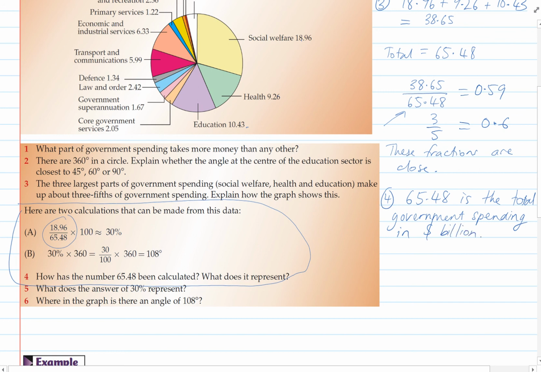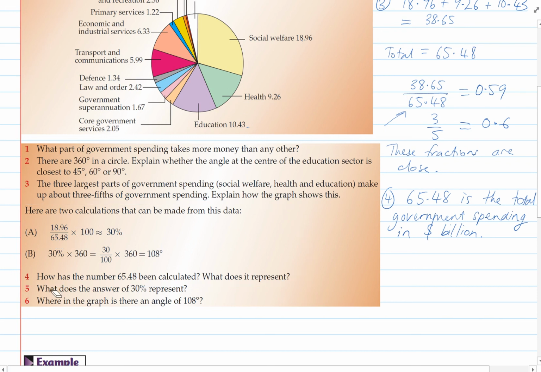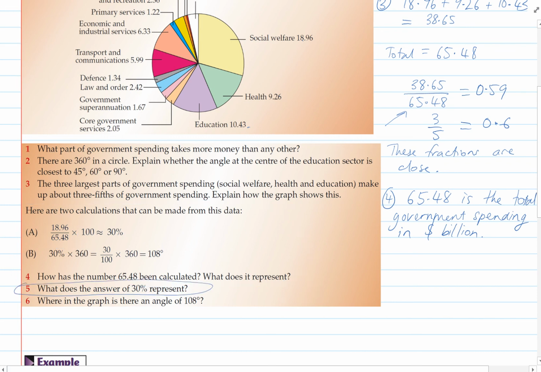Okay, and this amount of 30%, which our next question is asking about, that is simply showing that social welfare is a percentage of the total. So that calculation there is our total for social welfare divided by the total all up. So that's all we'll say. So 30% represents the percentage spend on social welfare.